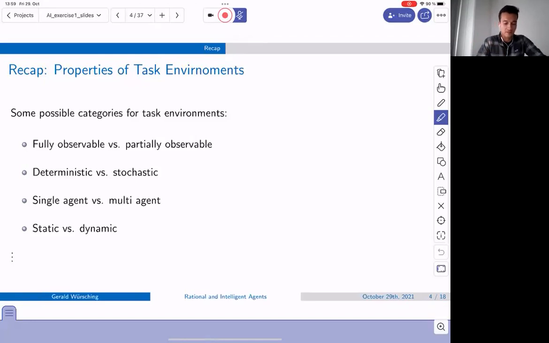One of them is observability. So we can have fully observable or partially observable environments. Environments can be, for example, deterministic or stochastic. They can be single agent environments or environments where multiple agents are active. So then in this case, we could have a multi-agent environment. They can be static or dynamic, for example. And then there were like three or four more categories that we had, which would define the task environment for the agent.